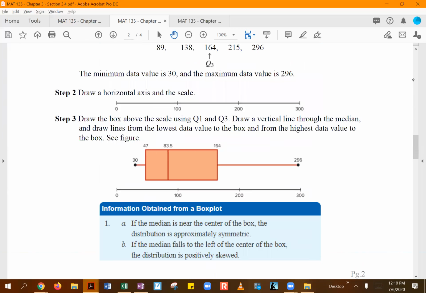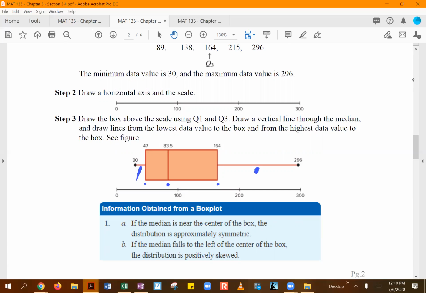So we have a horizontal line going from the smallest data value to Q1. We have a horizontal line going from Q3 to the largest data value. And basically we have this box going from Q1 to Q3. And then in the middle, you mark where Q2 or the median of your data set is going to be.